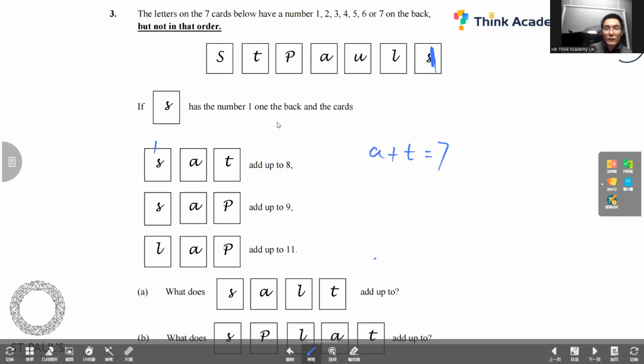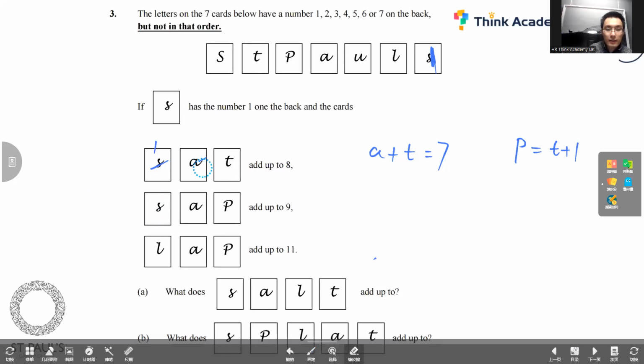So if we write S plus A plus P, and we take away S plus A plus T, that will be 9 minus 8. You see, the difference is 1, and that difference is the only difference between capital P and small t, yeah? The S and A are all the same, so there's no difference. The only difference comes from P and T. And T is the smaller one because it adds up to a smaller number. So we can write over here, P equals T plus 1.